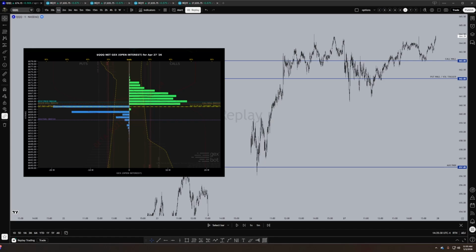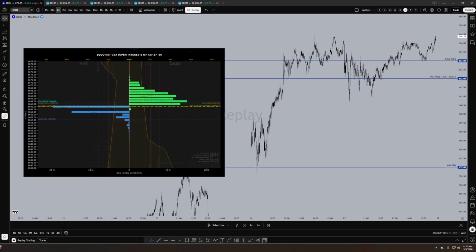So gamma is especially important near expiration because short-dated options obviously have higher gamma and will have a higher impact on an intraday chart. So this means as price moves closer to a major strike, dealers may have to adjust their hedges quickly, and that is where options can start affecting actual price movement more.